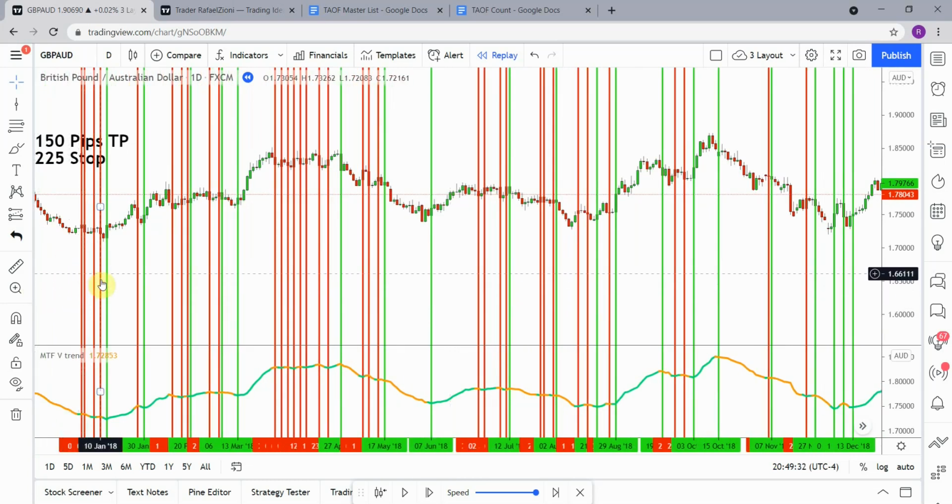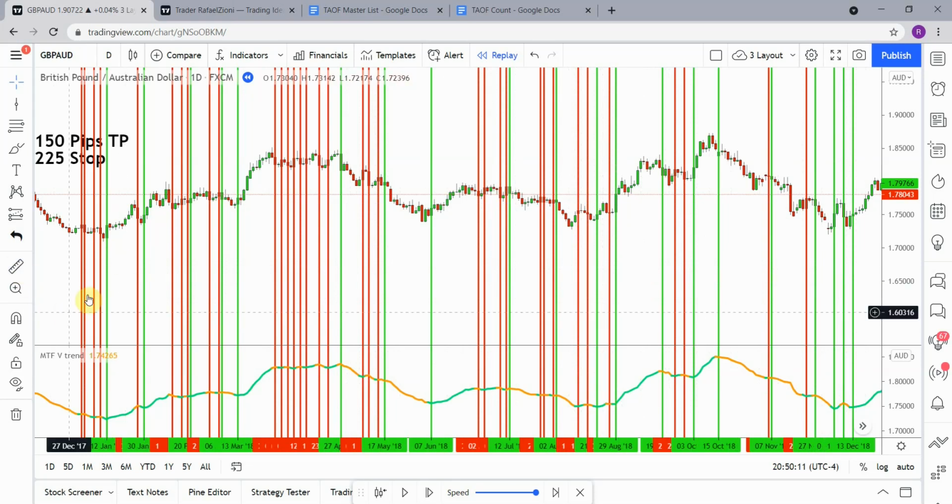So 1, 2, 3, and so on up to 54 and 55. 55 trades altogether, a whole bunch of them.